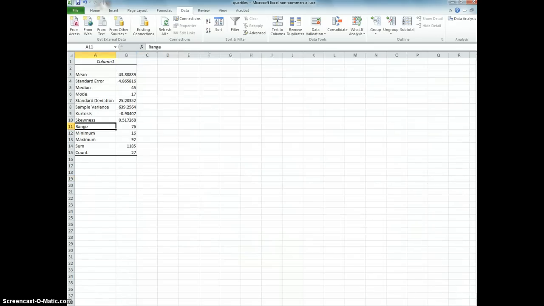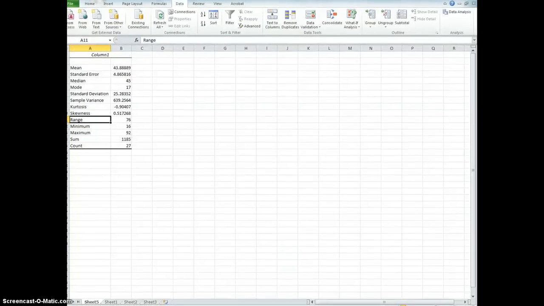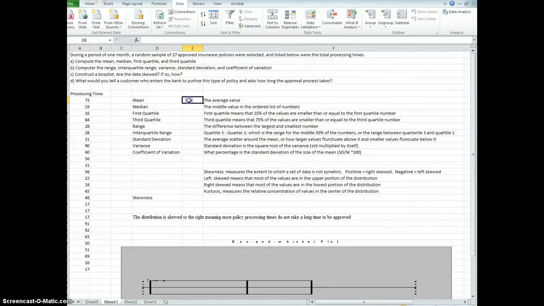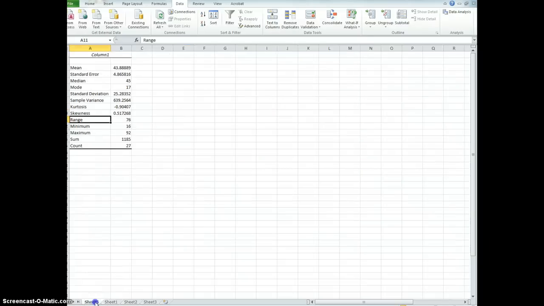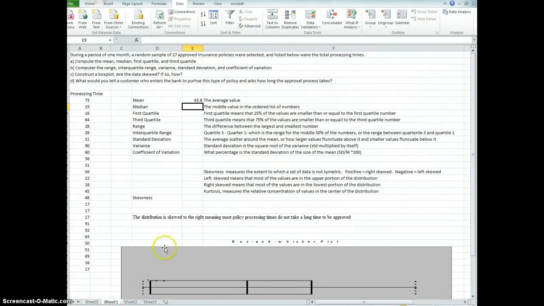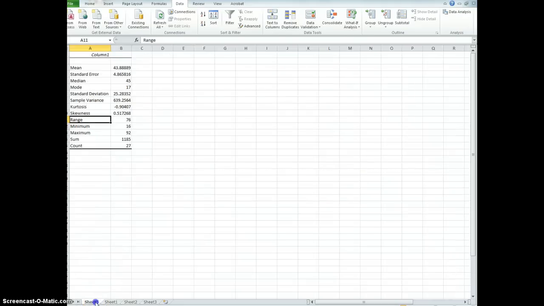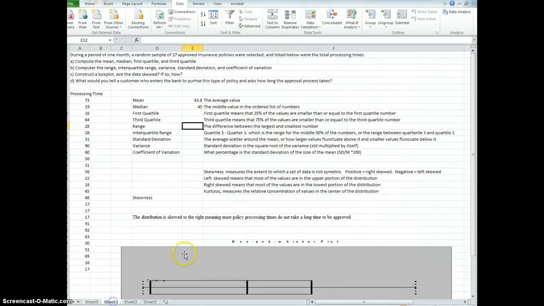So we have 43.8. Our median is 45, which is the middle value in the ordered list of numbers. Our mean is our average value. We're looking for our range. We're able to get that from this, 76, which is simply the difference between the largest and smallest number.